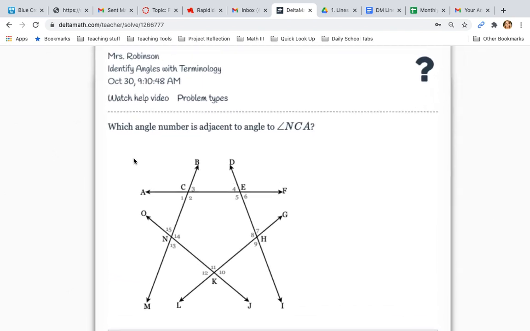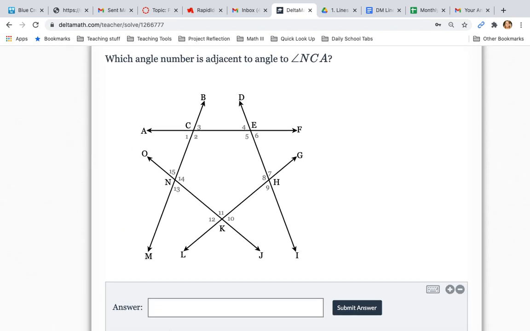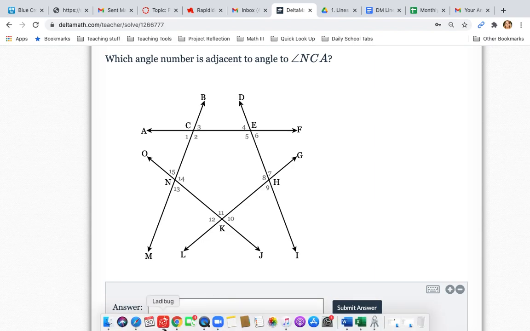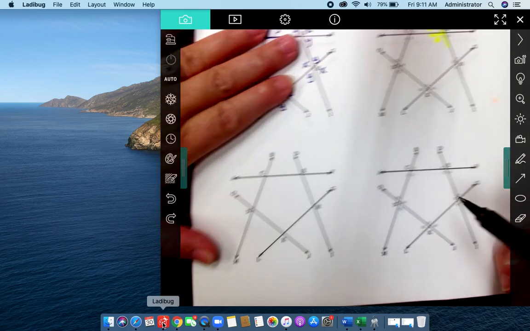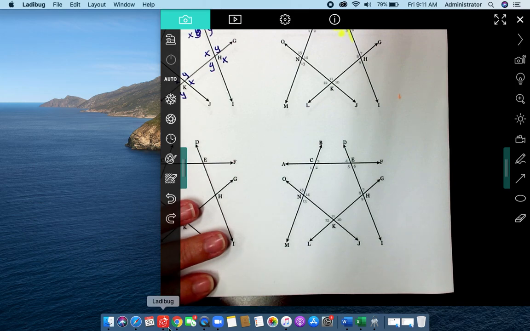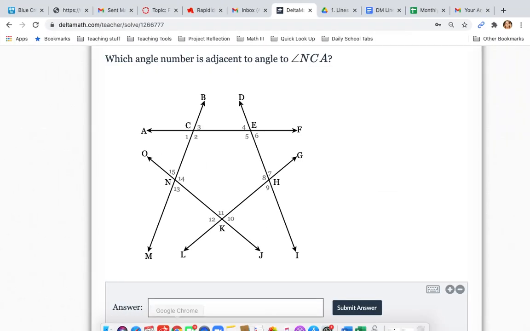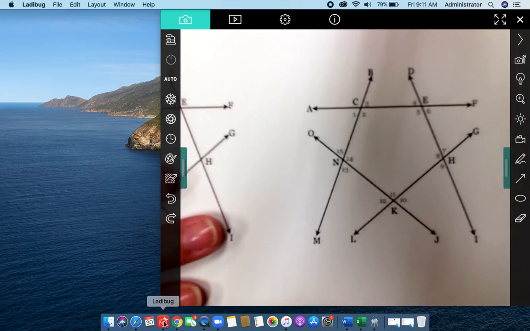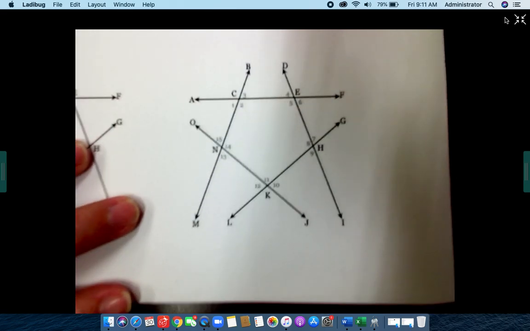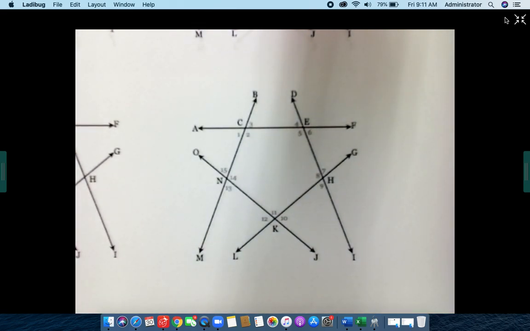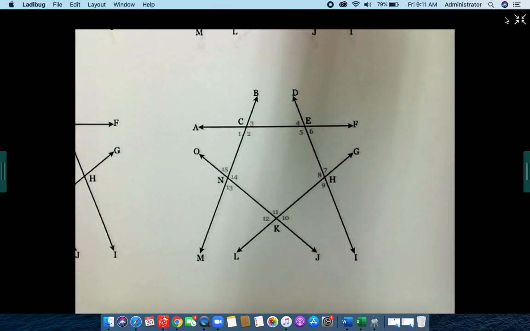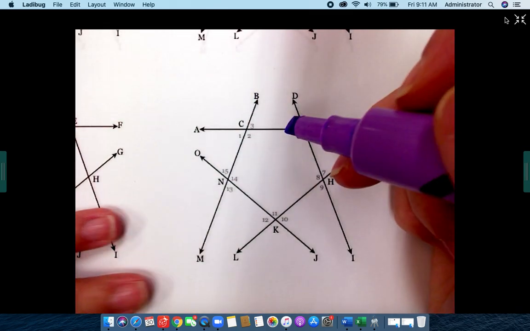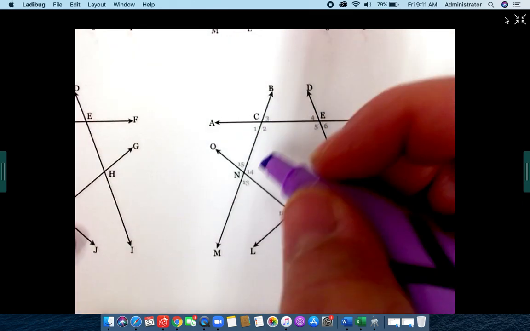So it says, which angle number is adjacent to angle NCA? So I am going to refer back to my handout here and go, okay, and it says what number, I believe, right? Let's see. Yeah, what angle number. So looking at this here, for NCA, sorry, let me focus a little bit. All right, so NCA, I'm going to take a highlighter. If I were like a kinesthetic learner, if I liked hands-on stuff, this is what I would be doing.